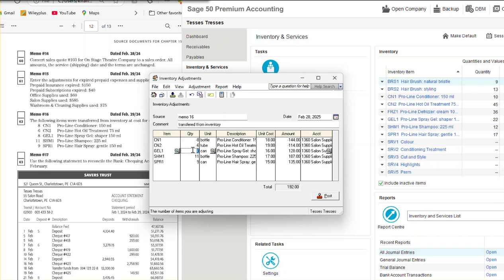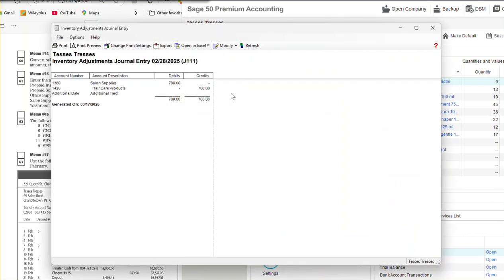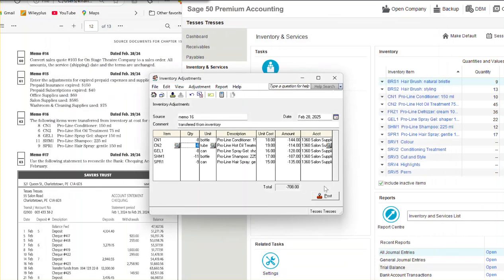Minus 6, minus 8, minus 11, minus 9. This is right. I will post this transaction.